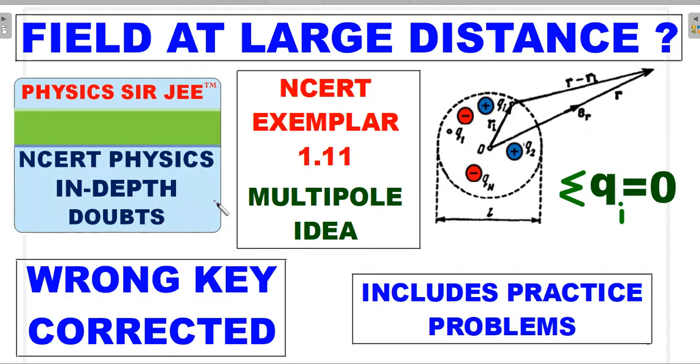I have brought forward to you a question from NCERT Exemplar problem 1.11 from the chapter of electrostatics, and we'll try to see it's a more than one correct option type situation in which a wrong key has been printed in the NCERT Exemplar solution, and we'll try to correct that by going through the concept in a detailed manner. This is actually a follow-up video to the Resolved 26 video on the definition of dipole moment of a system of charges.